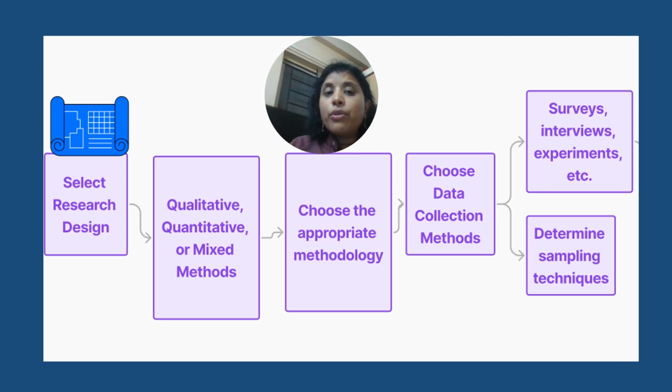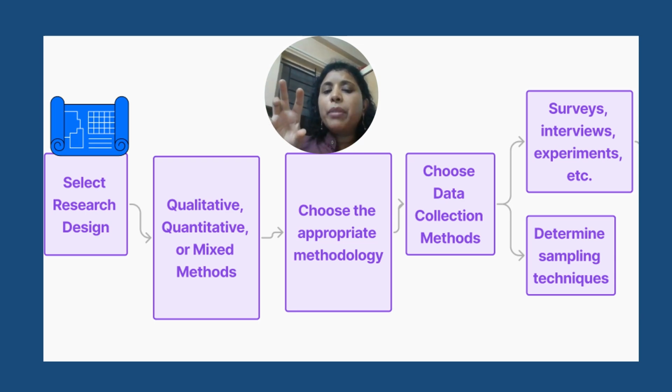In that you will put down your methods. You will say what methodology you will incorporate, what type of research it will be, how you will be choosing your data, the sampling techniques, and then you start collecting your data. Data collection is a very critical phase. That is the fourth step of research, where you start collecting your data from the target sample.